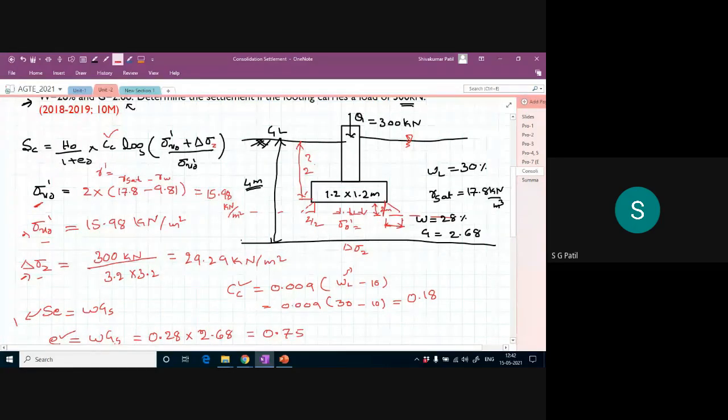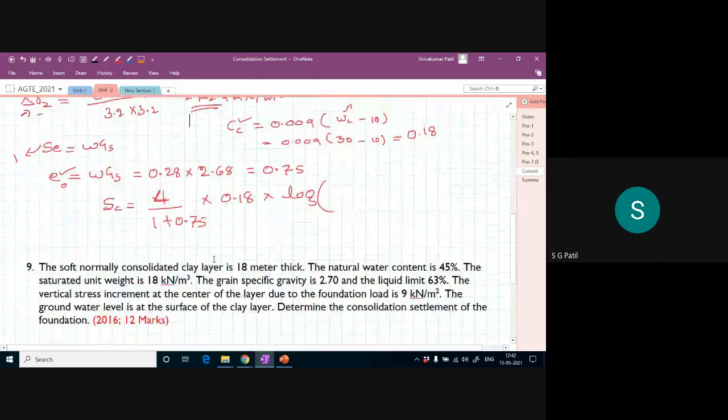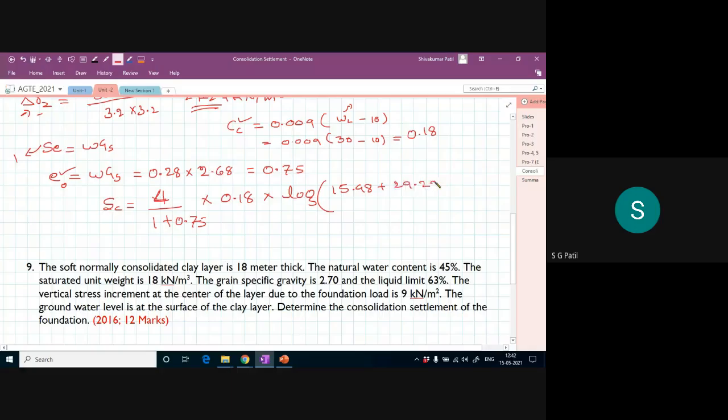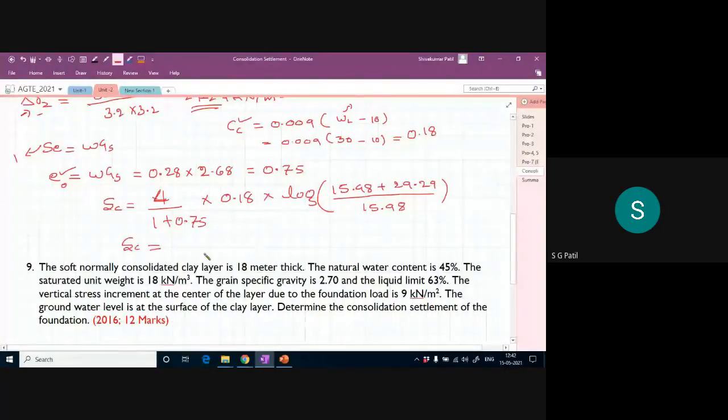Here I have written not, sorry. I will leverage it. Okay, so 15.98. And what is my delta sigma? 29.29, right here. So 15.98 plus 29.29 divided by your initial vertical stress. Initial vertical stress is 15.98.